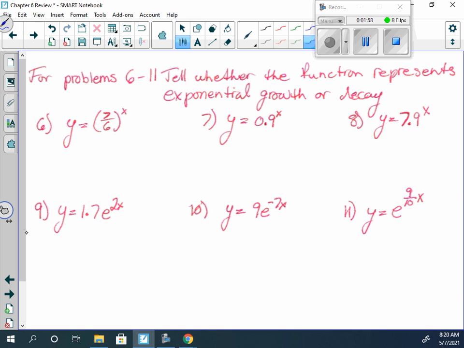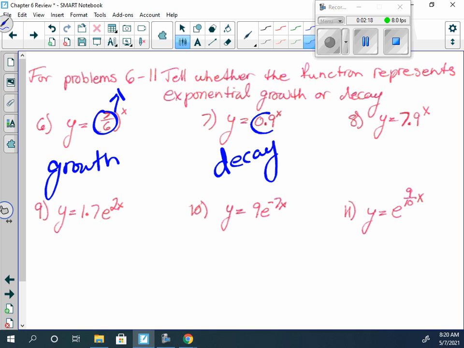Six through 11, tell whether the function represents exponential growth or exponential decay. So the first one would be growth, because the base is greater than 1. The base is less than 1 but greater than 0. The base has to be between either 0 or 1 or greater than 1. If it's greater than 1, it's growth. If it's between 0 and 1, it is decay for these 3 here, 6, 7, and 8.